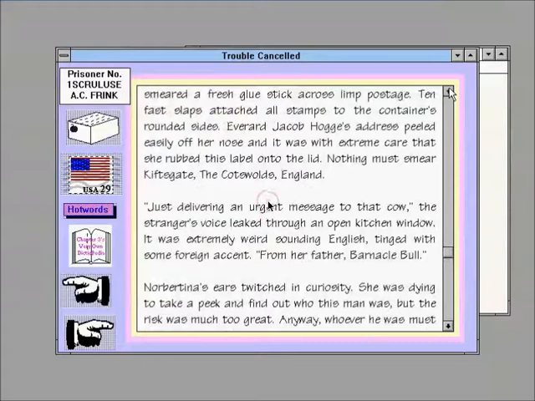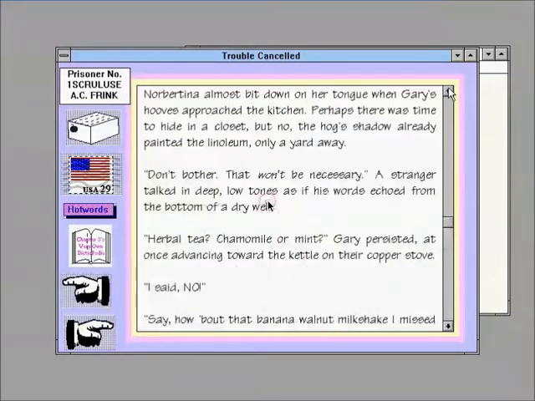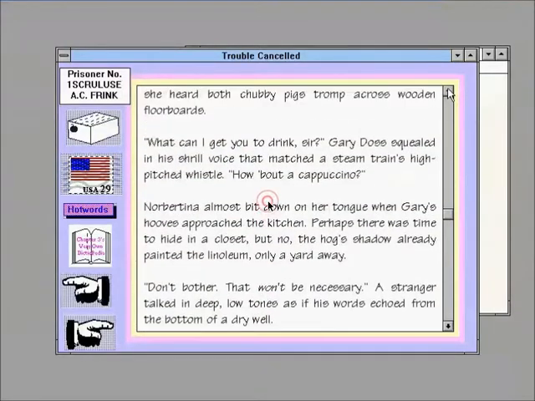Wait, let's go back. Let's go back to see what the previous hotword was.